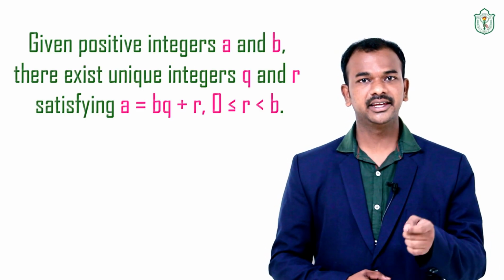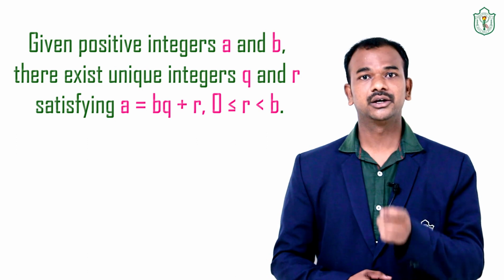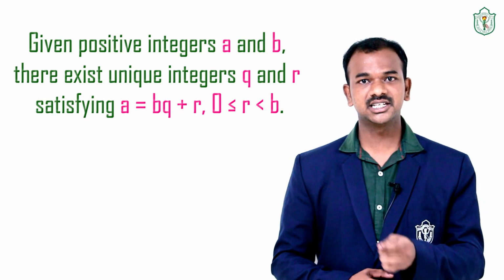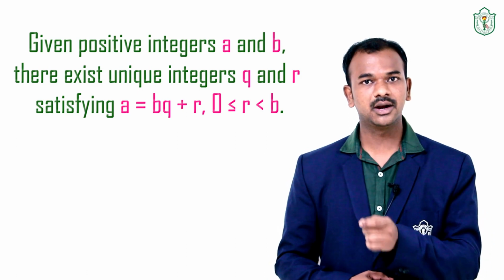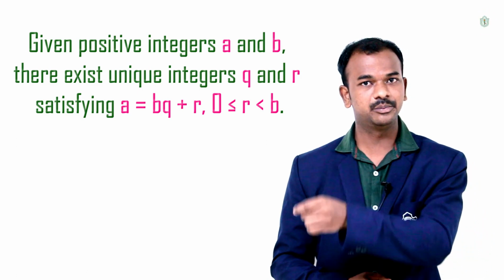In each case, we can see that q and r are unique integers, and q and r can take the value 0 also. This is the statement of Euclid's division lemma. The formal statement of Euclid's division lemma is: given two positive integers a and b, there exist q and r satisfying a equals bq plus r, where 0 less than or equal to r less than b.